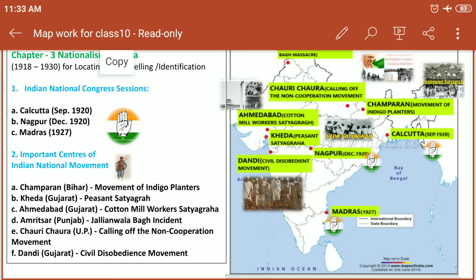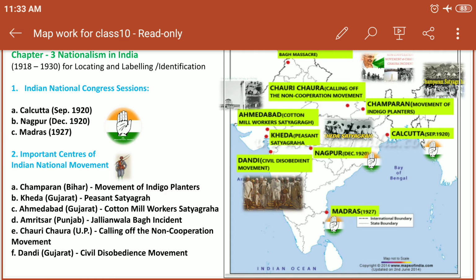The third one is the cotton mill workers' satyagraha, which happened in 1918 in Ahmedabad. It is also in Gujarat. Sometimes students make mistakes while locating Ahmedabad and Kheda. Ahmedabad is just above Kheda, isn't it?